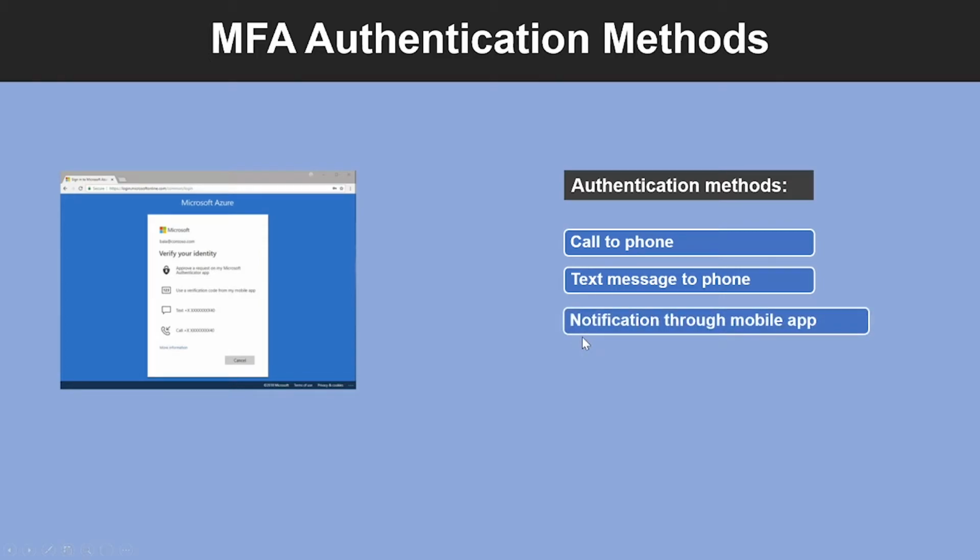The third method is notification through mobile app. In this mechanism, you will receive a push notification to your phone or a registered device, and the user views this notification and selects approve to complete the verification. And the fourth method is verification code from mobile app. The Microsoft Authenticator app generates a new OAuth verification code every 30 seconds. And the user enters the verification code into the sign-in interface. And the Authenticator app is available on Android and iOS platforms.